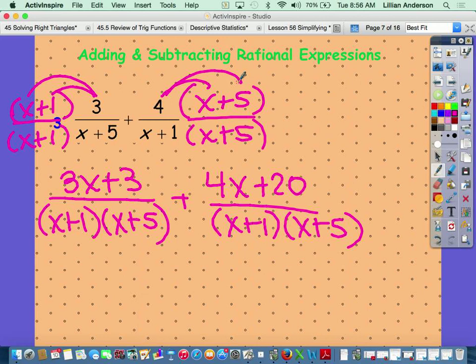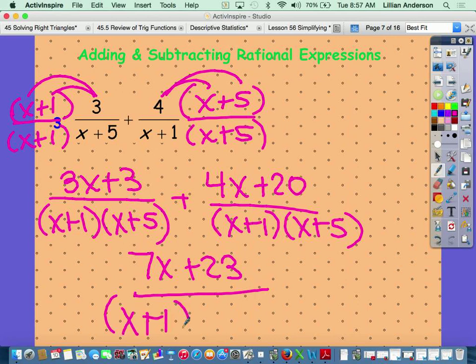And now that I have the same denominator, add what? The top. 4x and 3x make 7x, and 3 and 20 make 23. At the bottom, I'll have x plus 1, x plus 5. Can I go any further? Can I simplify the top? Do I have a greatest common factor or anything? No? So then we're done.